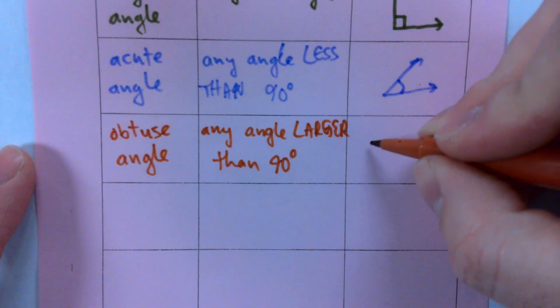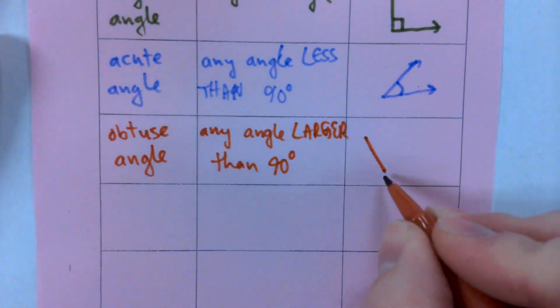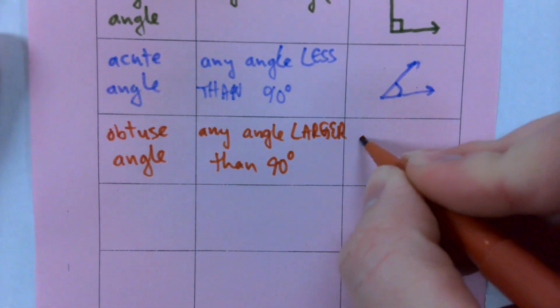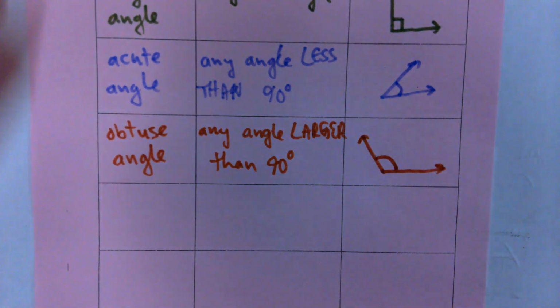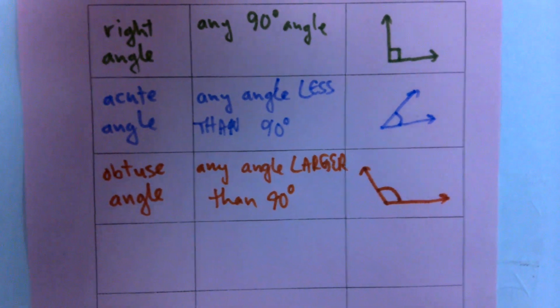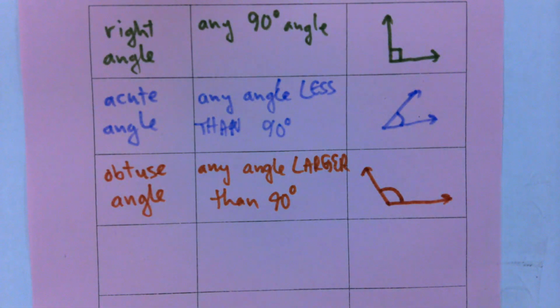What's that going to look like? Well, it's going to be a very wide angle, much wider than that 90-degree angle that we saw first. So these are the three angles that are burned into our memory at this point. At least I hope they're burned into your memory.